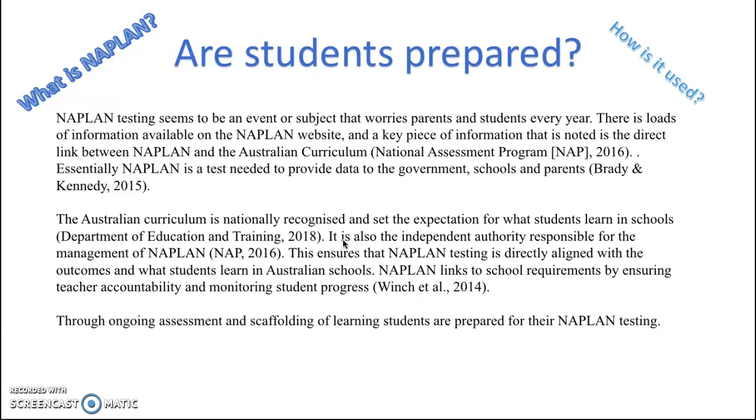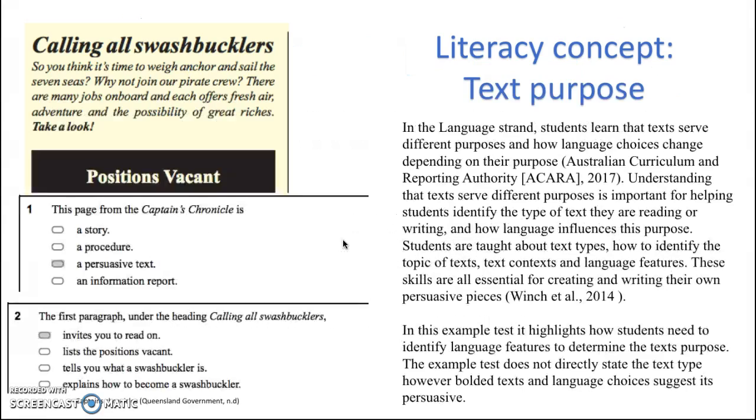The Australian curriculum is nationally recognised and sets the expectations for what students learn in schools. It is also the independent authority responsible for the management of NAPLAN. This ensures that NAPLAN testing is directly aligned with the outcomes and what students learn in Australian schools. NAPLAN links to school requirements by ensuring teacher accountability and monitoring student progress. Through ongoing assessment and scaffolding of learning, students are prepared for their NAPLAN testing.